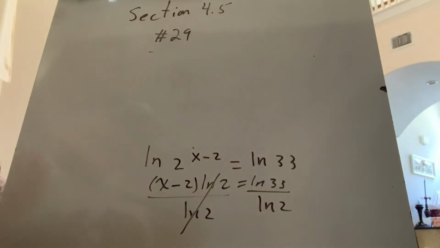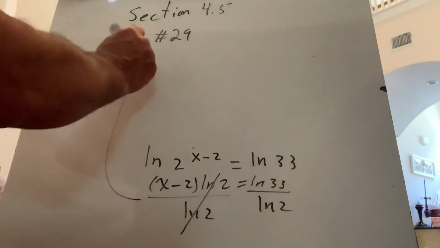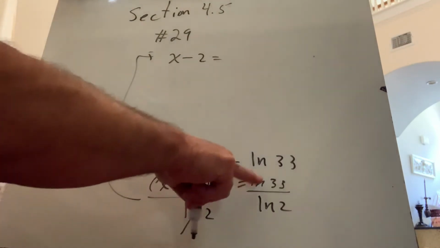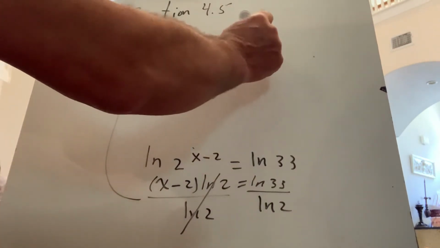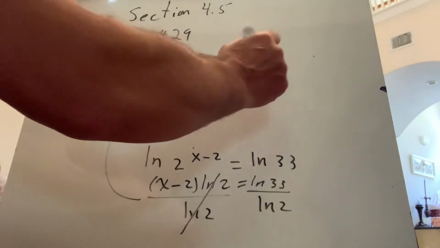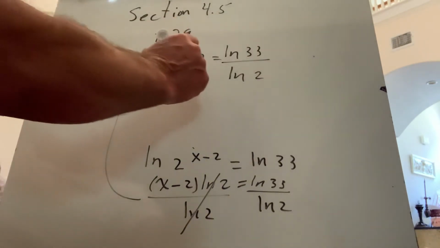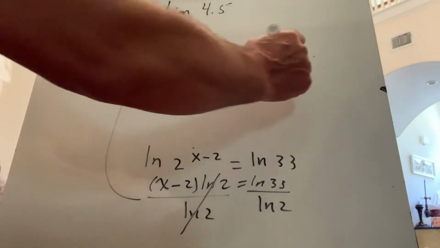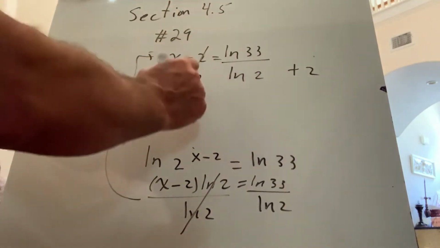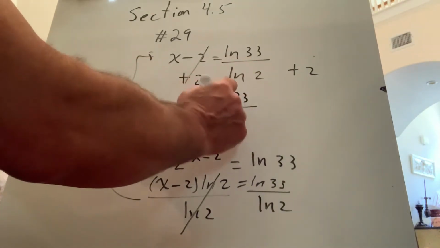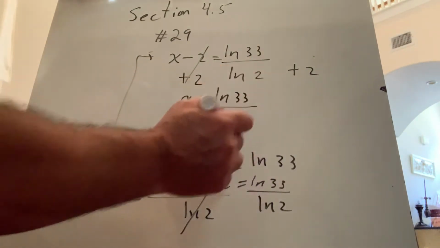Once the natural log of 2 is canceled, we have x minus 2 left on the left-hand side, and then, of course, natural log of 33 over natural log of 2. And the last step is to add the 2 so we can remove the minus 2. So we add 2 to both sides. And so finally, we have x equals natural log of 33 over natural log of 2, plus 2.